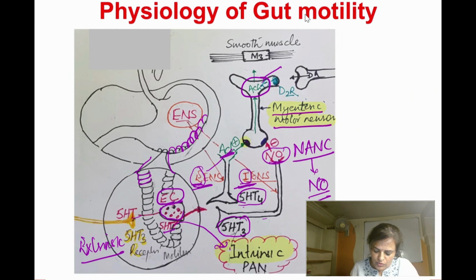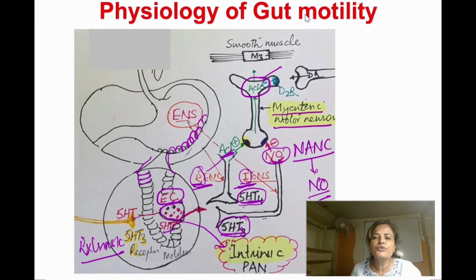So the two interneurons, excitatory and inhibitory, act through two different types of receptor. Excitatory acts through 5-HT4, and inhibitory acts through 5-HT3. One is going to cause a release of acetylcholine and the other is going to cause the release of nitric oxide. This is going to cause the contraction and this is going to cause the relaxation. So this is how the peristaltic reflex happens in the GIT.